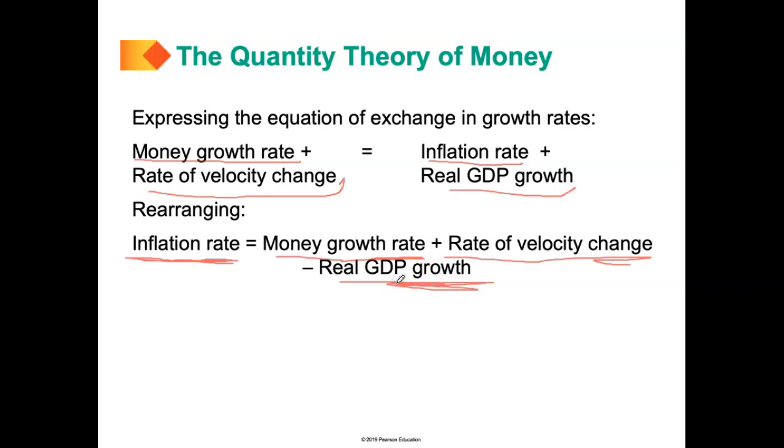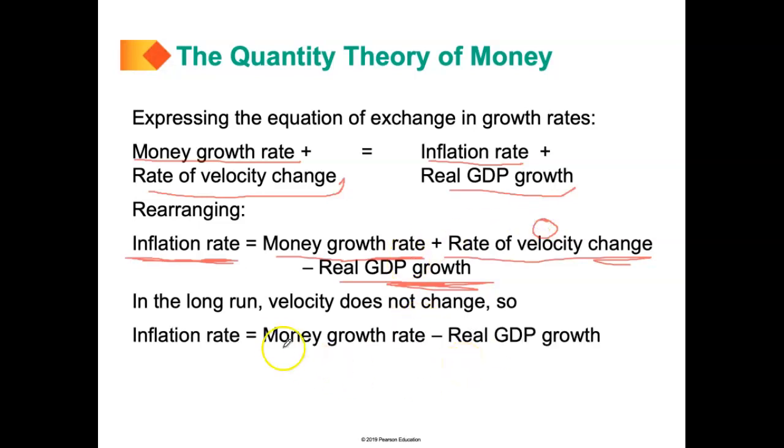Also we know that in the long run velocity does not change, so we can say that this is equal to 0. Therefore, inflation rate is determined by the money growth rate and the real GDP growth. Economists have found that the growth rate of real GDP rarely changes, and this is also normally equal to 0. So the money growth rate is the only thing that actually influences the inflation rate.